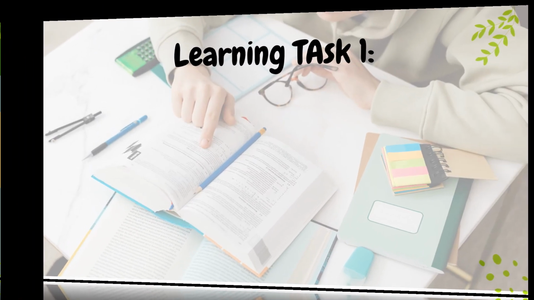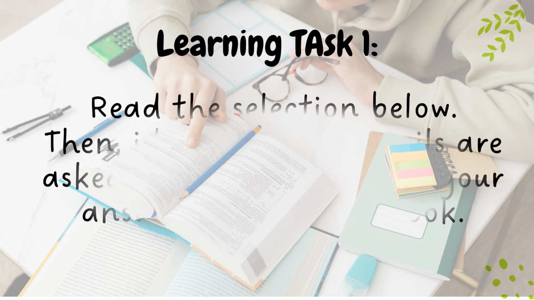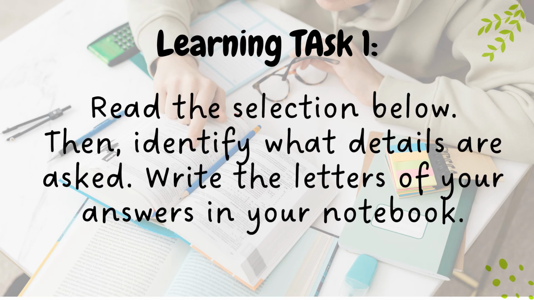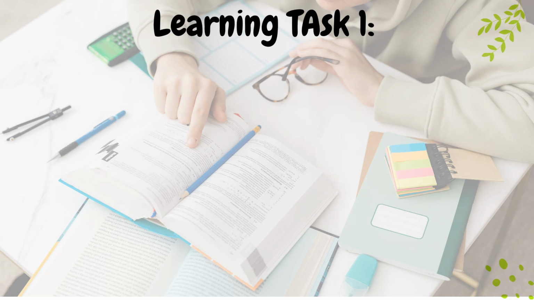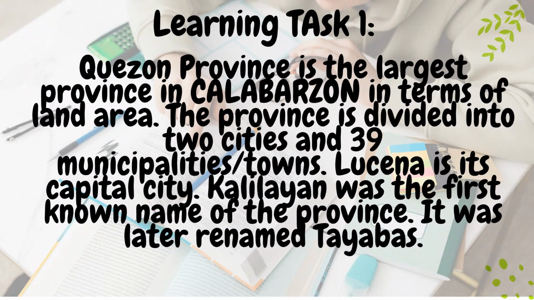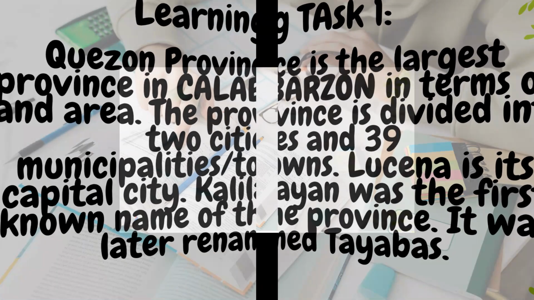Okay, so this is activity number 1, learning task 1. Read the selection below, then identify what details are asked. Write the letters of your answer on your notebook. So you're going to read this short selection and then you're going to answer the questions that follow. Okay, so you may pause this video if you want for you to be able to read the passage properly.